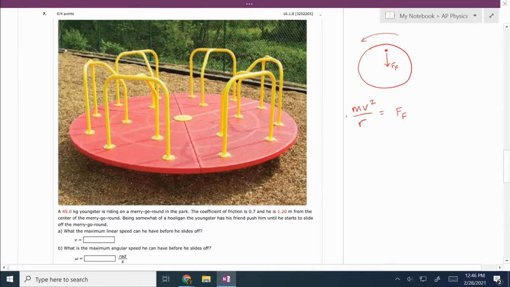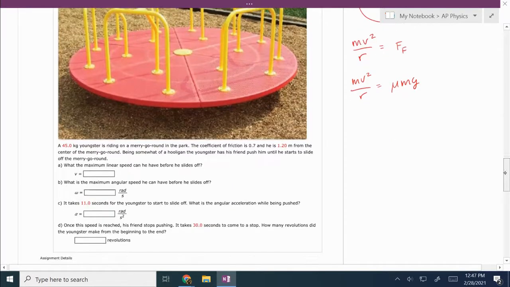As long as the mv squared over r is less, meaning your velocity is less than what the mu normal force allows, then he's going to stay on. But if it's equal, then that's going to give you the maximum amount. So you're going to have mv squared over r equal to mu mg. You can multiply the r over and square root it. So you're going to get that the velocity is equal to, well, actually, at this point, I'm going to go ahead and stop. You could basically solve that for the velocity. That's going to tell you when he's going to fall off. So that's going to get you that one.